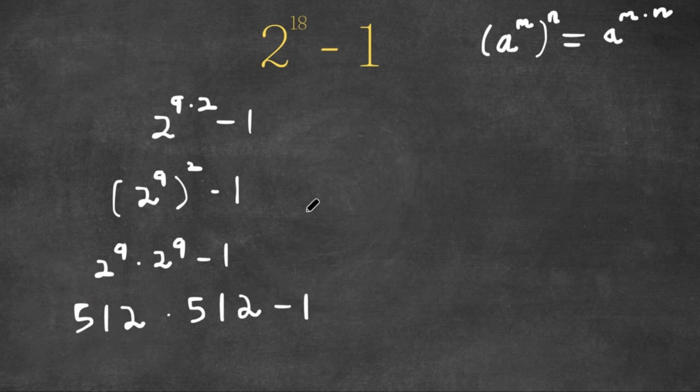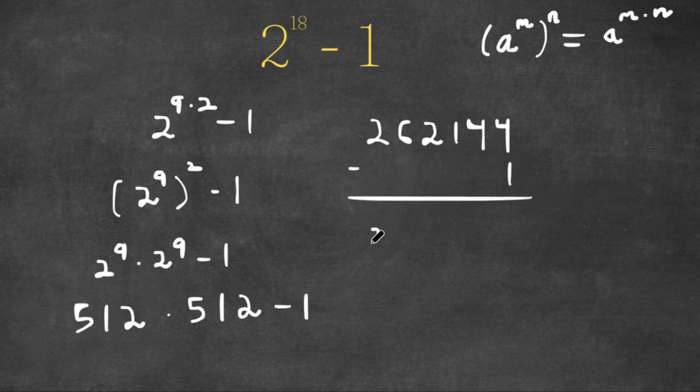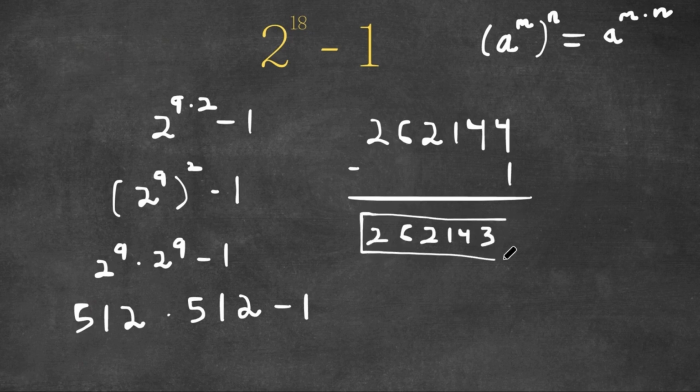Now 512 times 512, this is equal to 262,144. And now our minus 1, we simply subtract 1. So now this would be 262,143. So this is our answer.